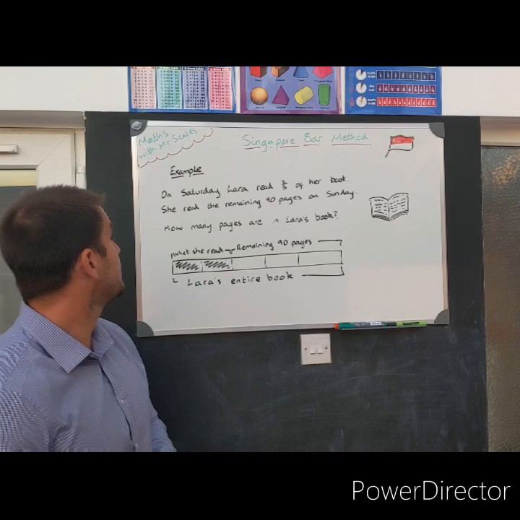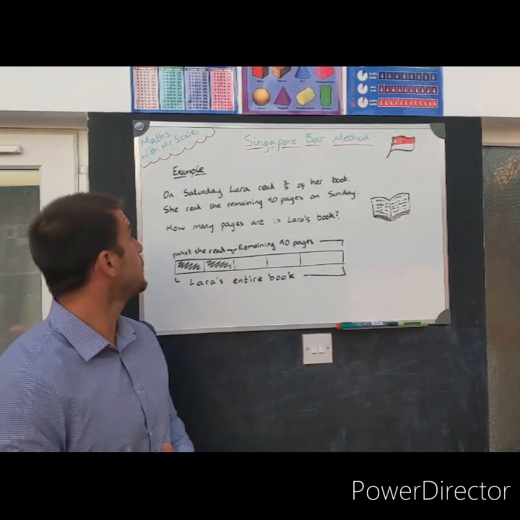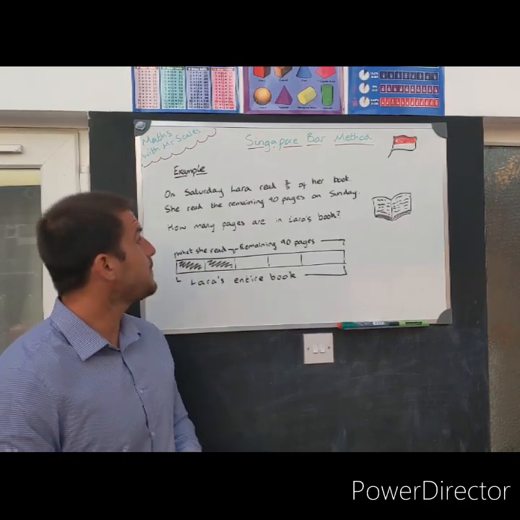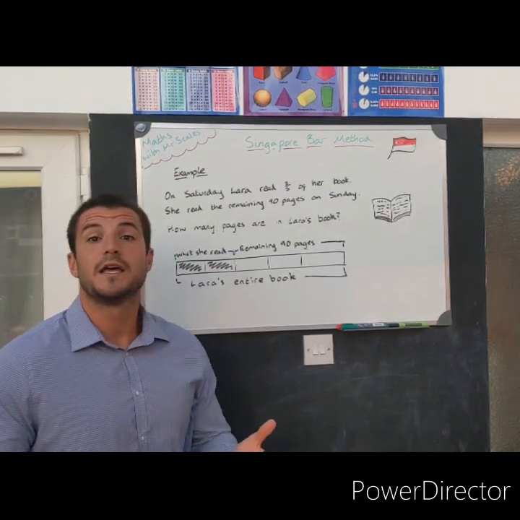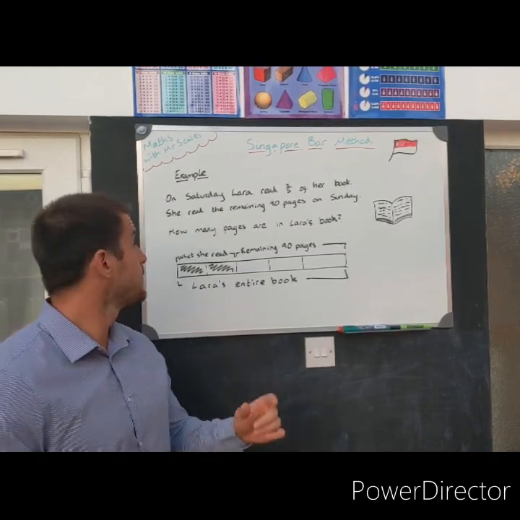If we had a question like this, which says, on Saturday Lara read 2/5 of her book. She read the remaining 90 pages on Sunday. How many pages are in Lara's book? This is a great example of how we can use the Singapore bar method to help us.